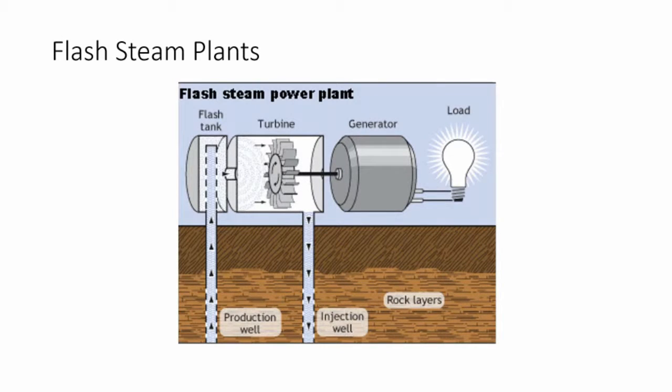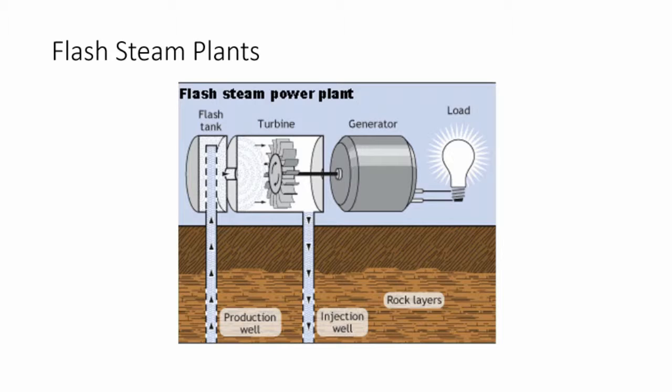The second type of power plant is called a flash steam power plant. These plants take high pressure and temperature water from the earth and convert it to steam to run their turbines. There are two different types of flash steam power plants, single flash and double flash. Single flash power plants use a single flash tank to create the steam, while double flash plants use two tanks.